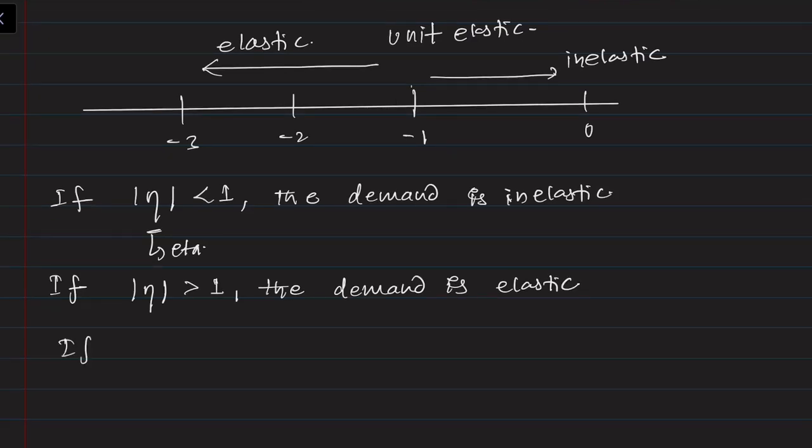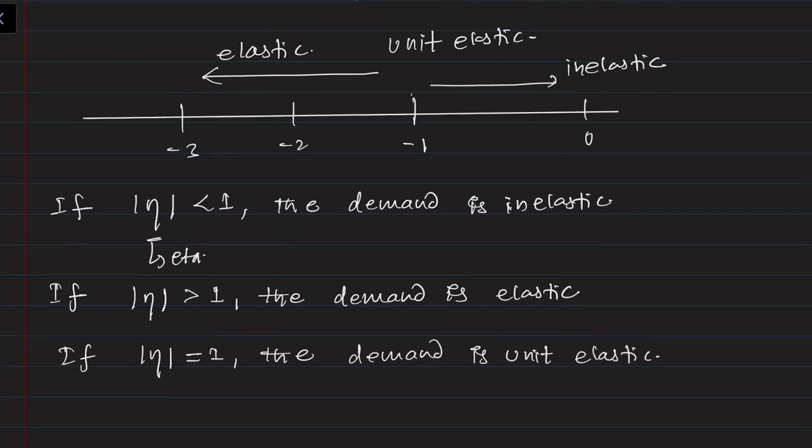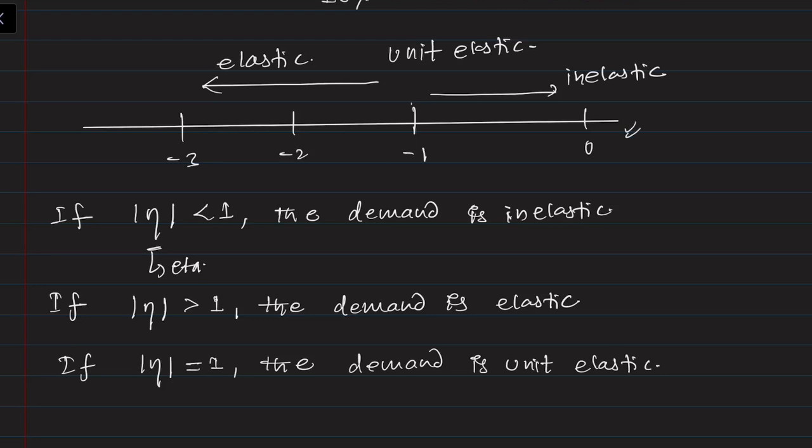And if the absolute value of elasticity is equal to 1, then we say the demand is unitary elastic or unit elastic. Okay, so this diagram will help you to remember the different kinds of elasticity.